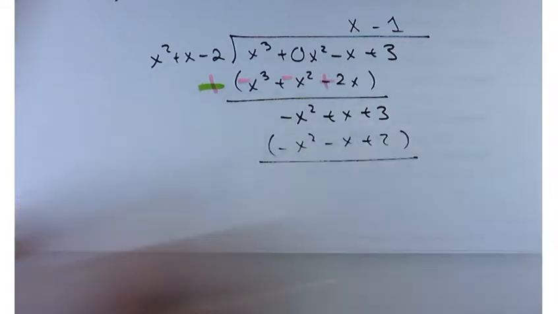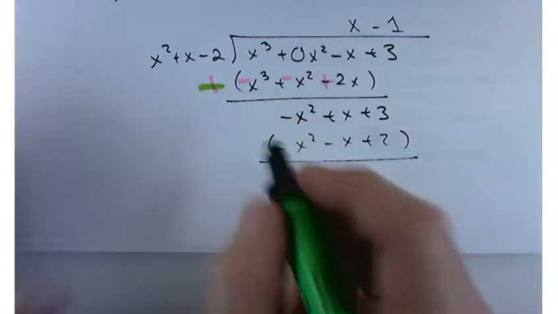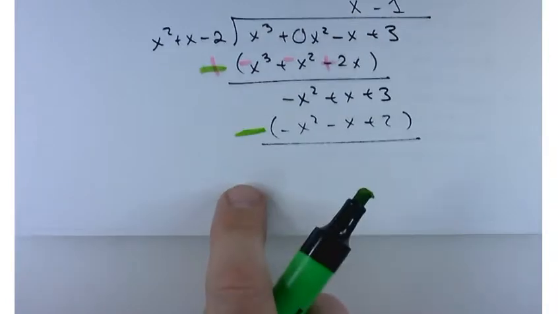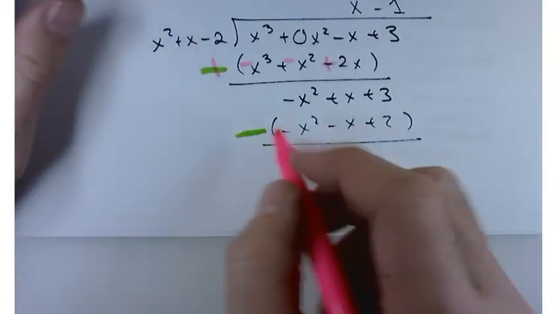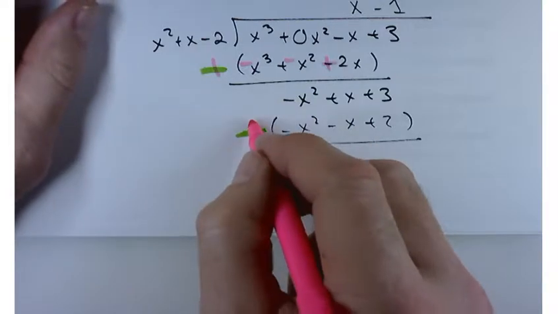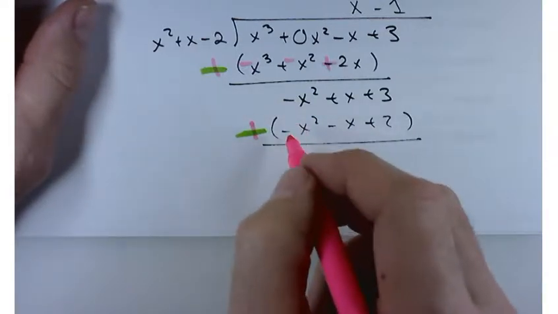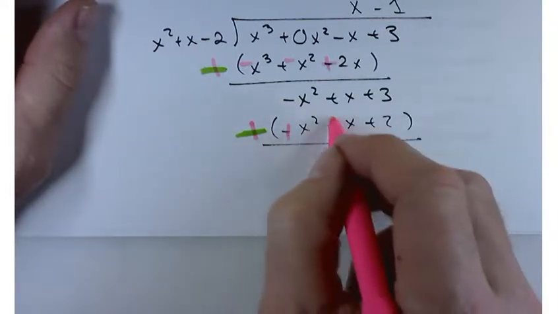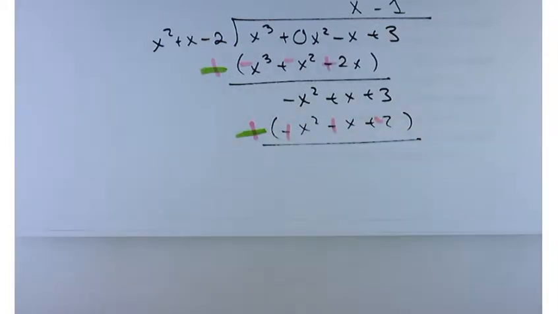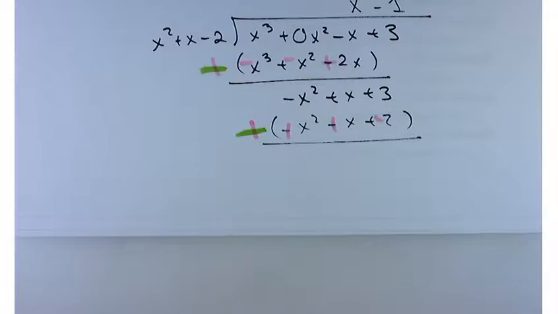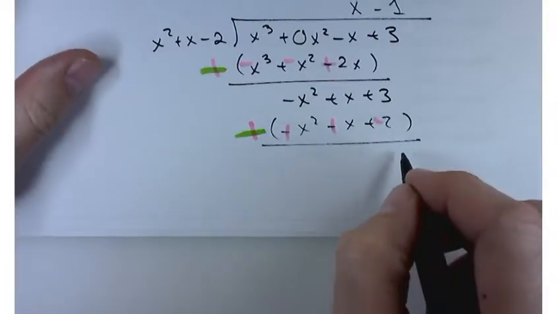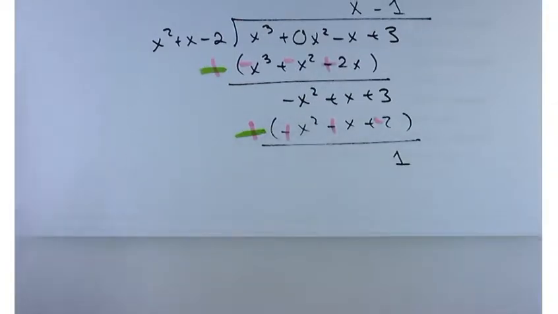But as before, I'm subtracting that. The way I encourage you to subtract this, and it's completely up to you, but you add the opposite, so that makes this a plus, and this a minus. What's left when I get down to the very last step? Plus 1. There you go.